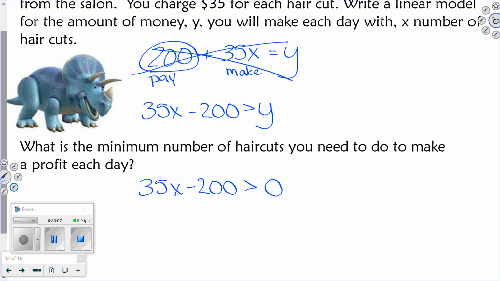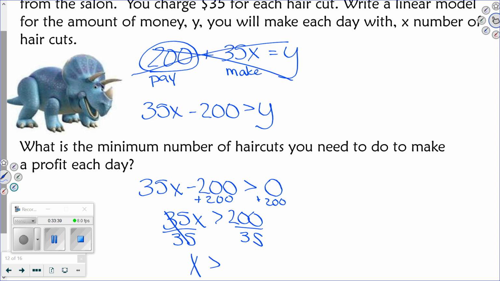Now, some of you earlier were like, you need to make more than 200 bucks, right? What's the very first step in solving this? Adding 200. So what did you guys tell me? I need to make more than $200, right? Greater than 200. That's the very first thing you guys said to do. So that was right. This part of the equation needs to be more than 200. That way I'm making a profit. So that makes sense then. And then divide by 35. X is greater than, what's 200 divided by 35? 6? I don't know. I'm asking you guys. What is it? 5 and 5/7.